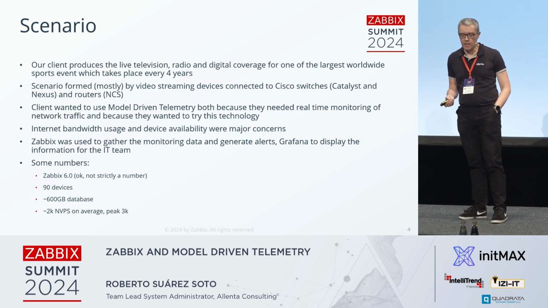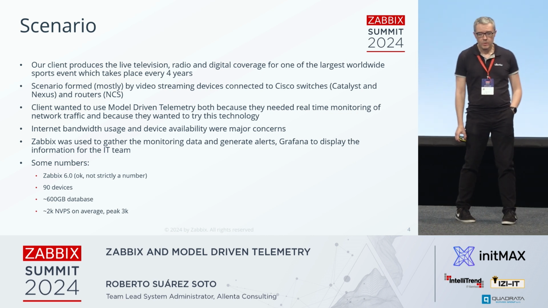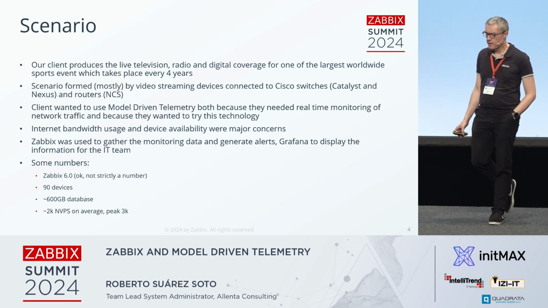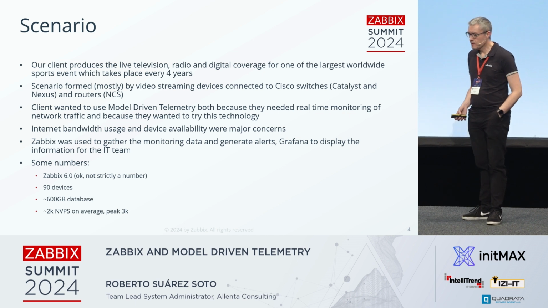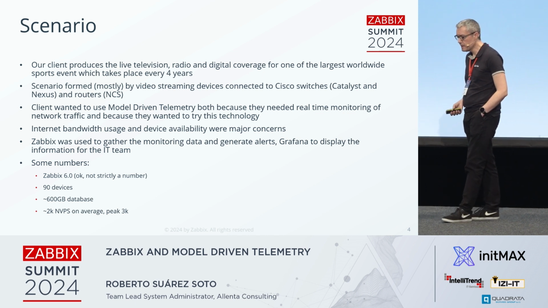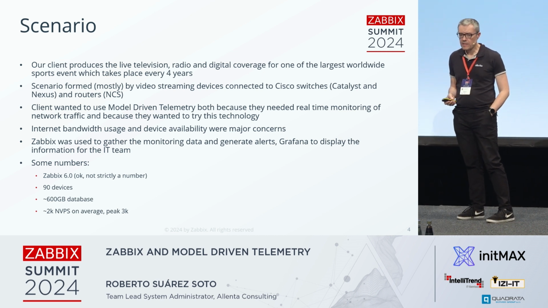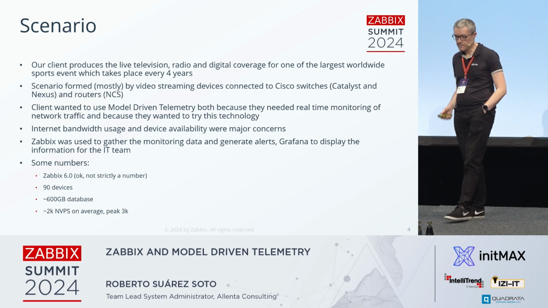On Zabbix 6.0, we monitored about 90 devices. There was, at the end of the event, about 600 gigabytes, and we had an average of 2,000 new values per second with peaks of 3,000.